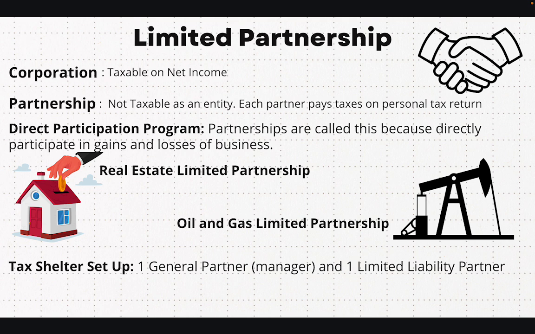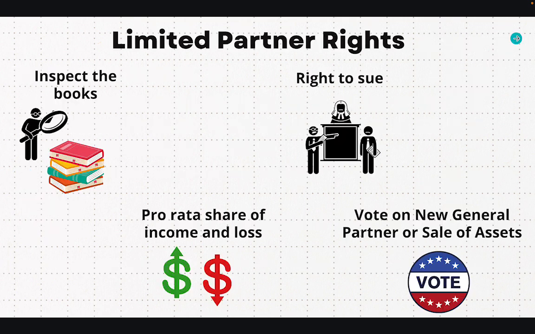And the tax shelter setup is as follows. There's one general partner, the manager, and one limited liability partner. The limited liability partner has the right to inspect the books, the right to sue, a pro rata share of income and loss, and they can vote on a new general partner or sales of assets. Now, they can inspect the books, but they cannot request an audit of the books.